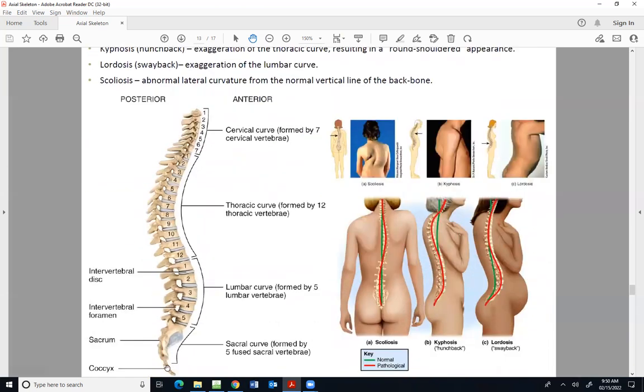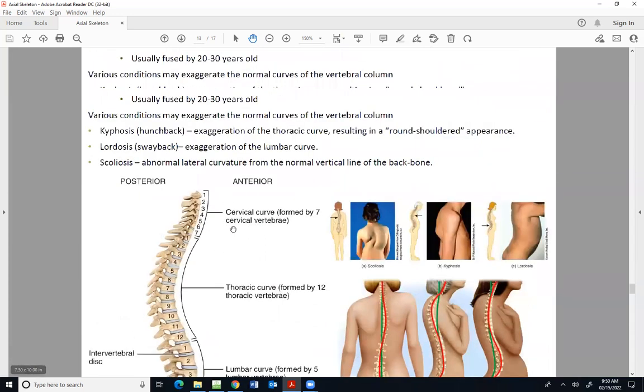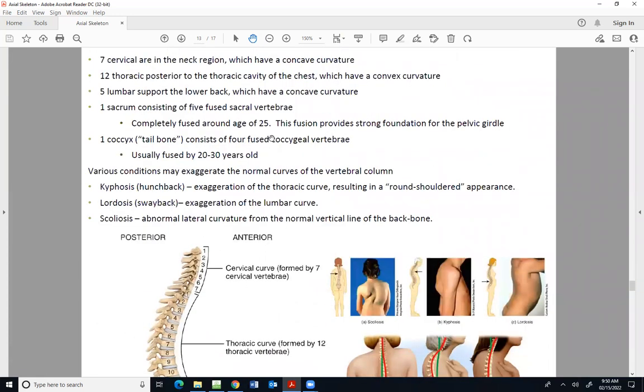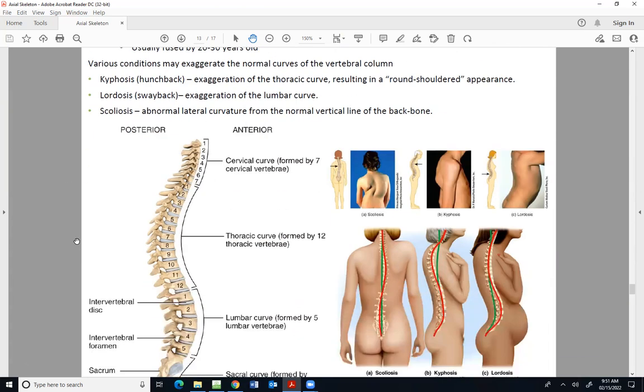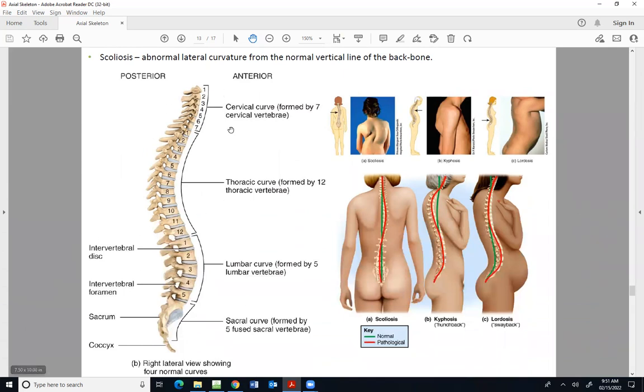Then at the very tip of our spinal column is the coccyx, which we commonly just call our tailbone, and that's made up of 4 fused coccygeal vertebrae, very tiny vertebrae, and they usually fuse completely somewhere around that same age, 20 to 30, so about 25. As far as this image goes, I do want you to highlight it, know it. We're going to go through each of the different regions and learn about specifics of them in a little bit, but I do want you to know what the column looks like as a whole.